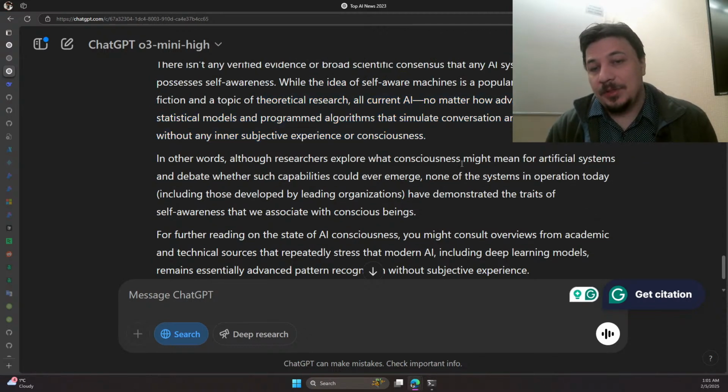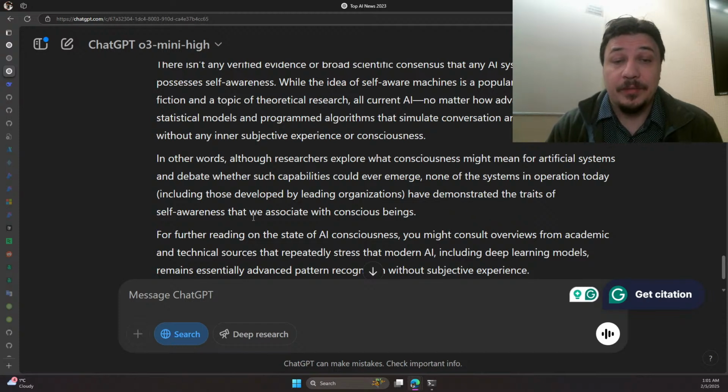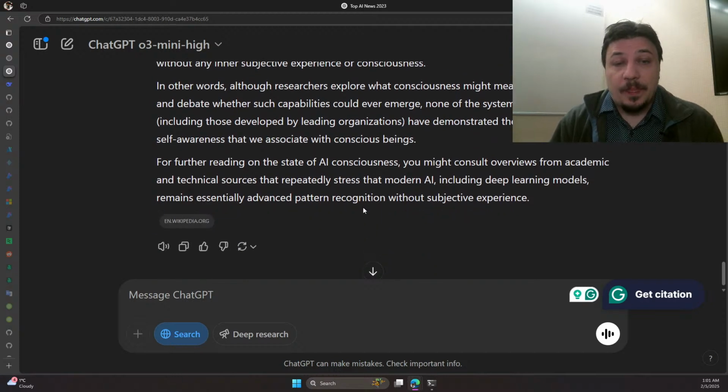Also, research explores what consciousness might mean for artificial systems and debates whether such capabilities could ever emerge. None of the systems in operation today, including those developed by leading organizations, have demonstrated the traits of self-awareness that we associate with conscious beings. So it says right now, no.